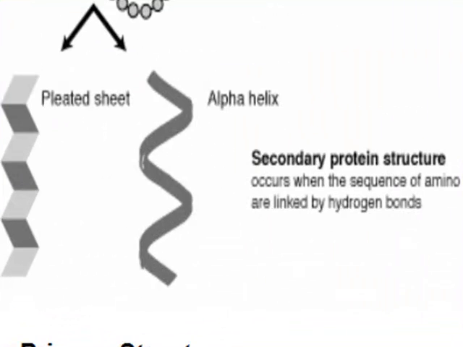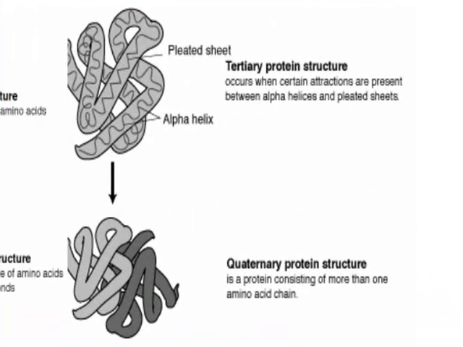So in the primary structure, we know the exact sequence of each of the amino acids. In the secondary structure, we now see the presence of hydrogen bonding between the carbonyl groups of one amino acid to the amino group of the other amino acids, with no interaction between the side chains. The tertiary protein structure occurs when the interactions are present between the side chains of different amino acids. And the quaternary protein structure occurs when there is more than one polypeptide chain.